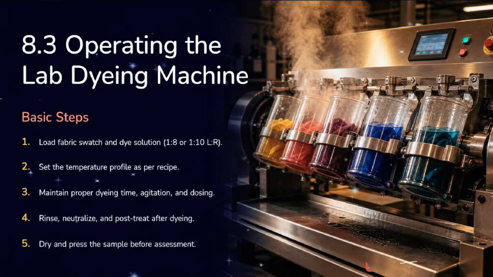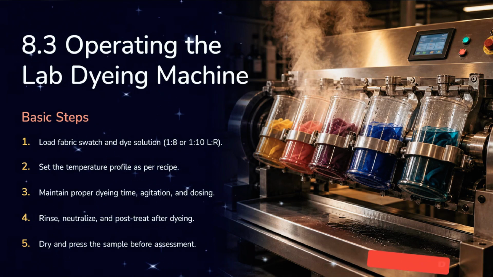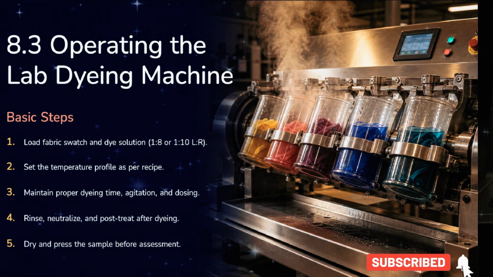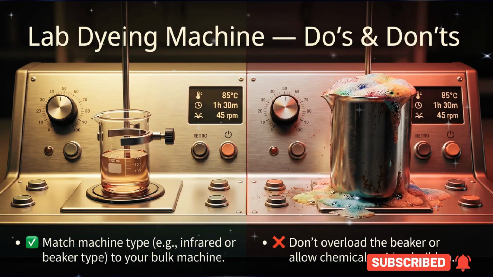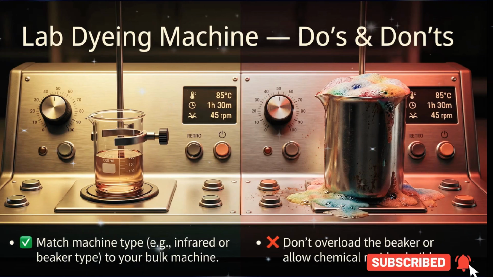To operate the lab dyeing machine, follow these steps. Load the swatch and dye solution, set the temperature profile, maintain proper agitation and dosing, rinse and post-treat, then dry and press the sample before assessment. Follow these do's and don'ts for the lab dyeing machine. Ensure your machine type matches your bulk equipment, and always avoid overloading beakers or allowing chemical residue to build up.